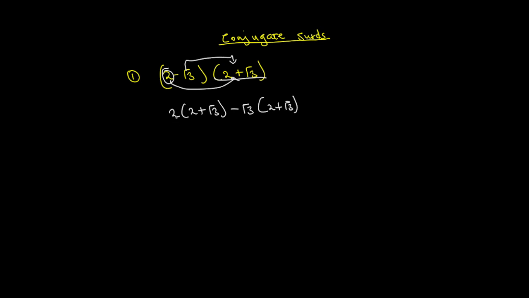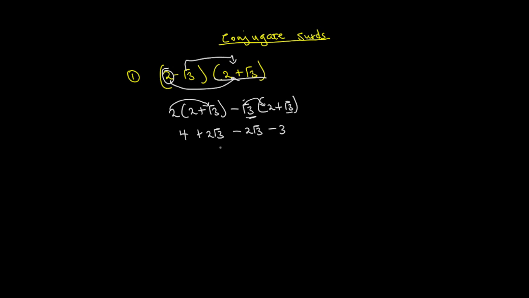Okay, what do we get? 2 times 2 is 4, plus 2 times this one is 2 root 3. Minus root of 3 times 2 is minus 2 root 3. And then root of 3 times root of 3 itself is 3, right? So there is a minus here, it affects it. So it's like minus 1 times 3, so we get negative 3.